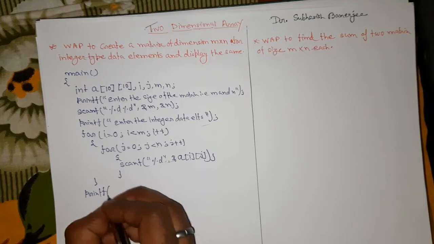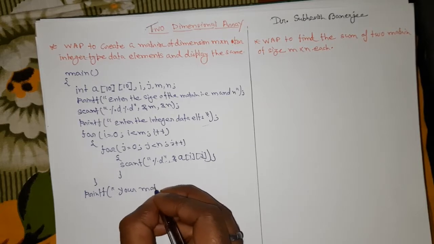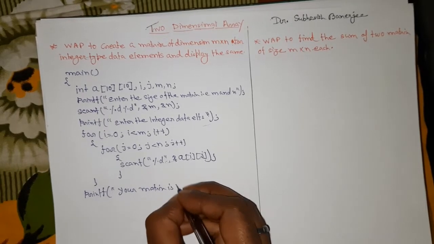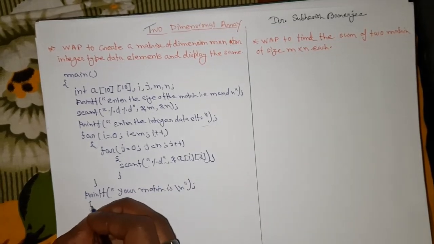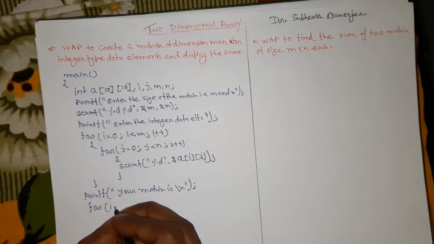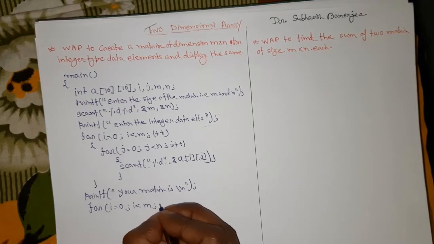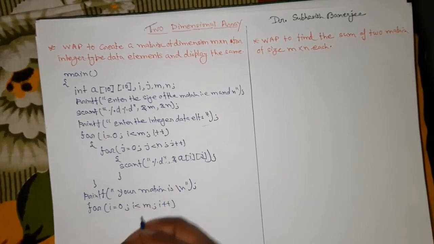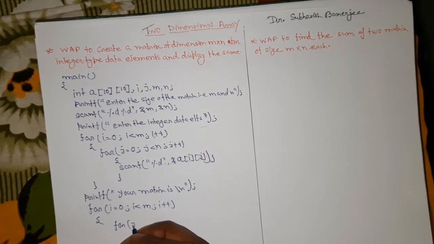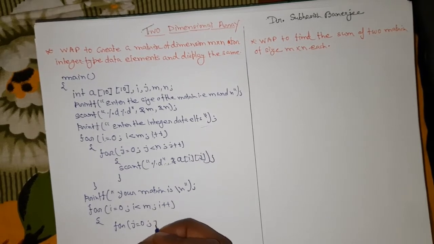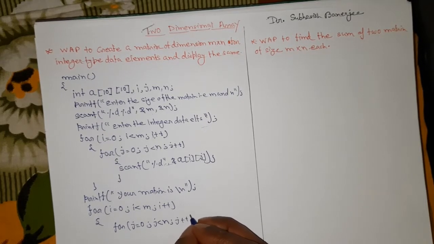Now you may write a message like printf "your matrix is". You can display such messages. It is optional, that is completely your choice. So for displaying purposes also we need two loops that will start from i=0, the maximum number of rows is m, and i plus plus, because we'll have to display all the rows one after another. So i plus plus, at each row we'll have to display every column. So j equals 0, the number of columns is n, and j plus plus.